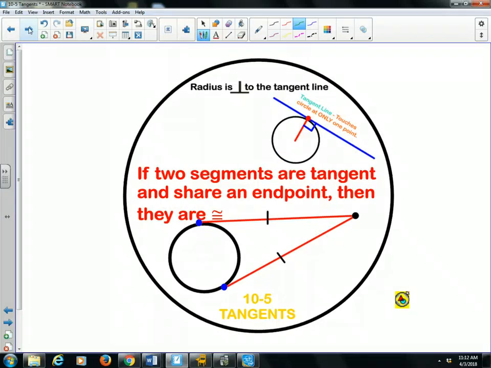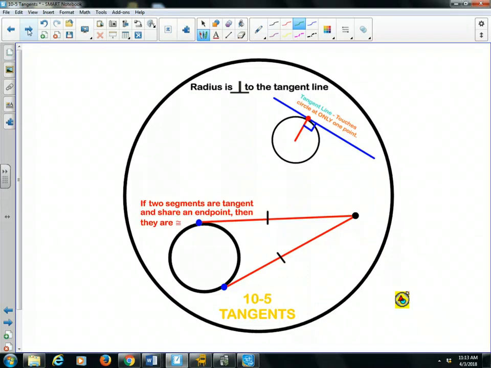The second property is if two segments are tangent and they share a common endpoint, then they are going to be congruent. So if this is 7 feet long and it's tangent to the circle at that point, and this line right here is tangent to that point, and they have a common endpoint, then those two segments are going to be congruent. They're both going to be 7 feet long. And that completes our properties for our circle book today.